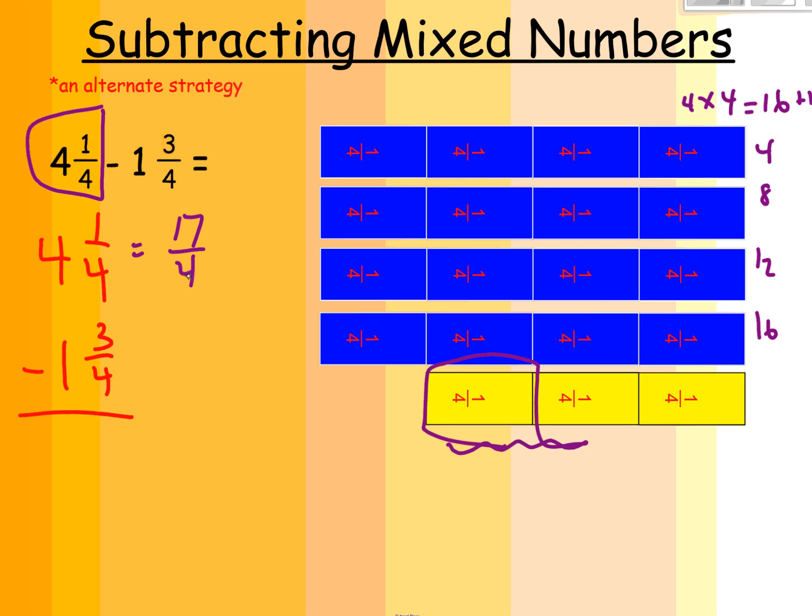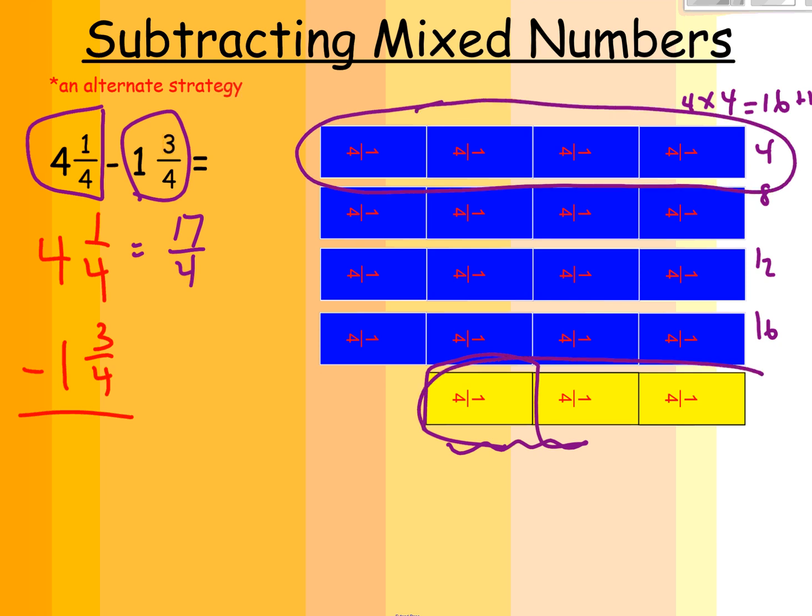Now, if I decide to do it this way, I have to change both of them. So I also have to change 1 3/4. Well, here's 1, and there's my 3/4 that I need to take away. So that would be 4 here plus 3, so that's going to be 7/4. Now I would do my subtraction and get 10/4. Now when I have 10/4, I have to switch it back.